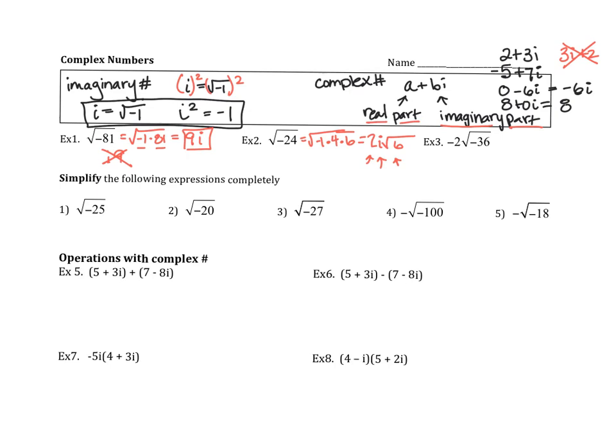What happens if I already have a constant term? Well, this is -2 times the square root of -36.